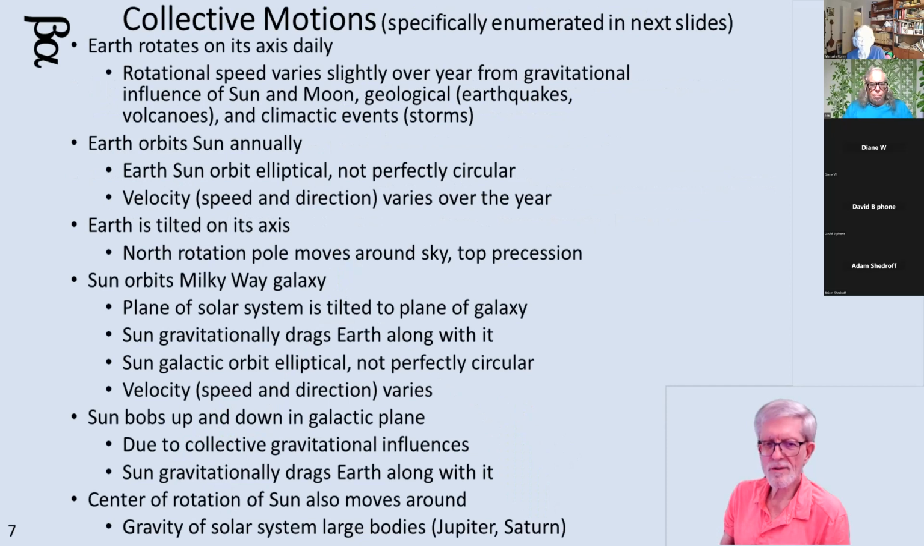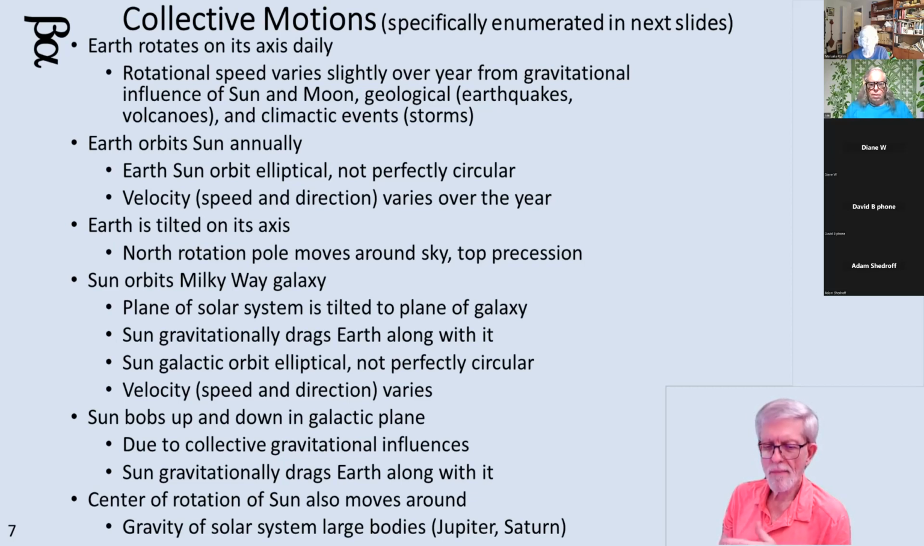So I put together a laundry list of collective motions, and there are individual slides that will specifically enumerate them. And we have a reference model here on the table behind me that we can actually look at. So we know the Earth rotates on its axis daily, goes around the sun annually. We know that the Earth is tilted on its axis. We know that the sun orbits the Milky Way galaxy.